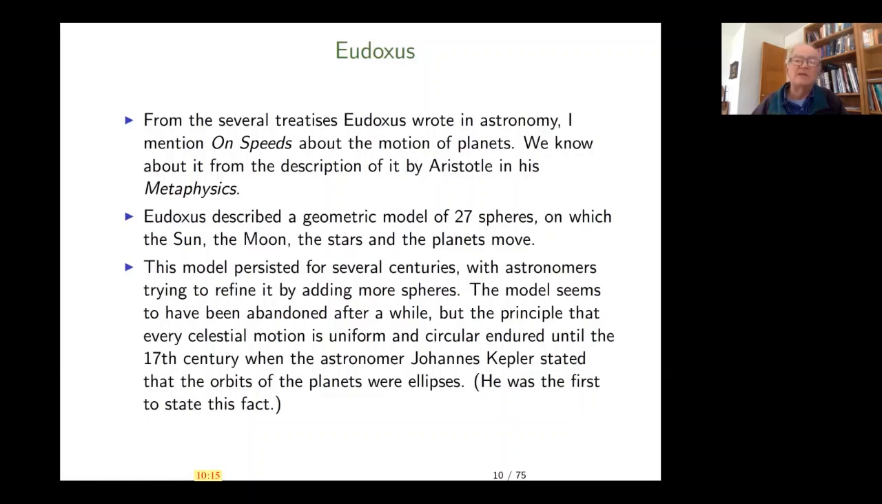So Eudoxus described a geometric model of 27 spheres on which the sun, the moon, the stars, and the planets were moving. And sometimes, when we got to an intersection of two spheres, they somehow moved from one sphere to another sphere, and that explained these deviations. For the observations they could do in those times, in the 4th century BC, this was quite an amazing theory.